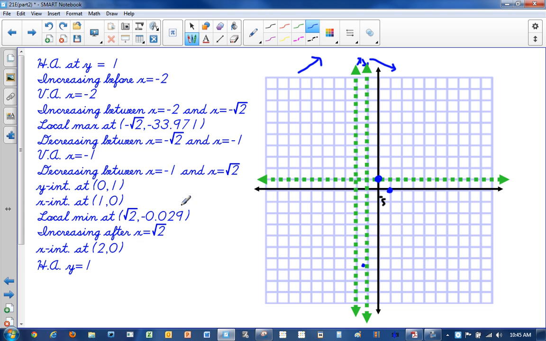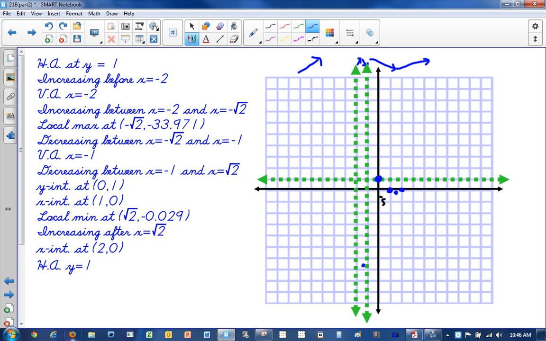All right, and then I have a local minimum at square root of 2 and negative 0.029. So at about 1.4 and a little bit below that. Okay, there's my local minimum. Then I am increasing everywhere after. And I have another x-intercept at 2. And I'm still increasing after that.